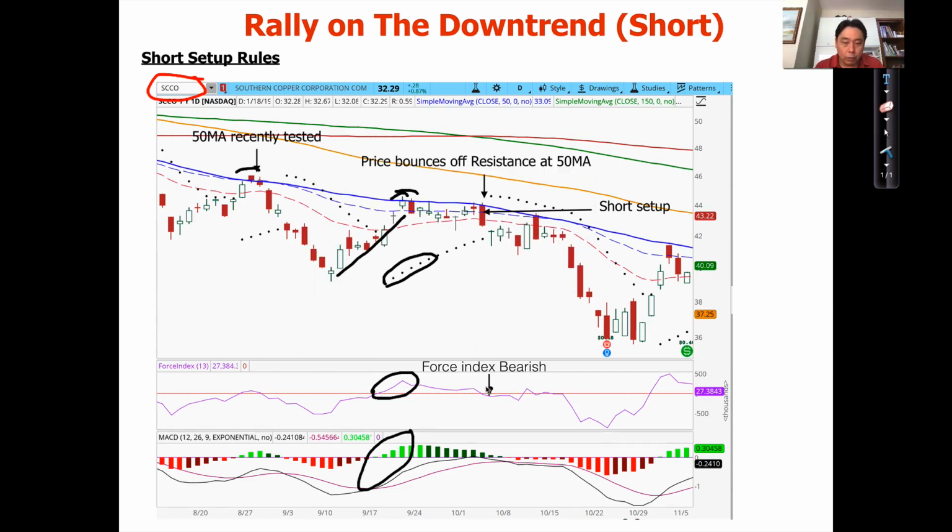There we are. So over here, force index crosses bearish right as we see this bearish candle. So this bearish candle confirms the short setup because it's when the force index turns bearish. There we go. Okay, great. So once we've got that, we can place our sell order and our stop loss to protect ourselves, and we're going to ride the trend all the way down.